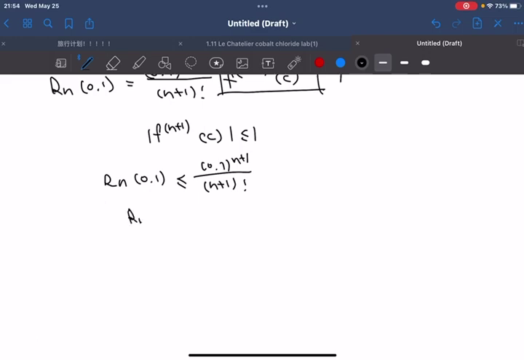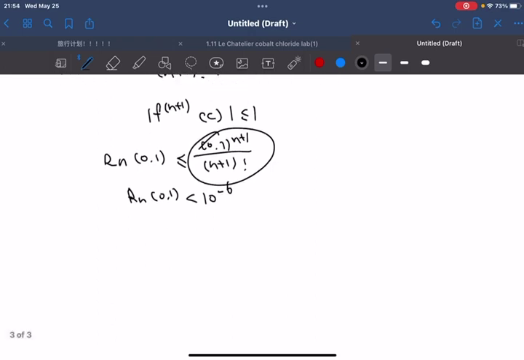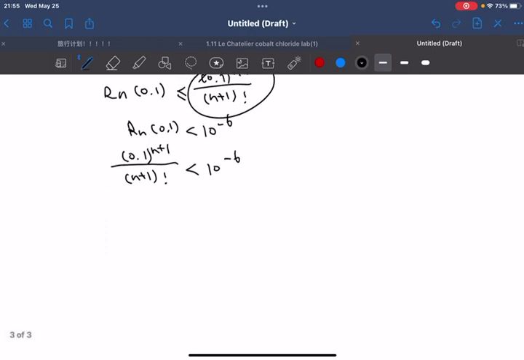So if R_n(0.1) is less than 10 to the negative 6, then this whole part should be less than it, because it is possible to equal R_n. So 0.1^(n+1) over (n+1) factorial is less than 10 to the negative 6, and by using a calculator we are able to know that n is greater than or equal to 4.